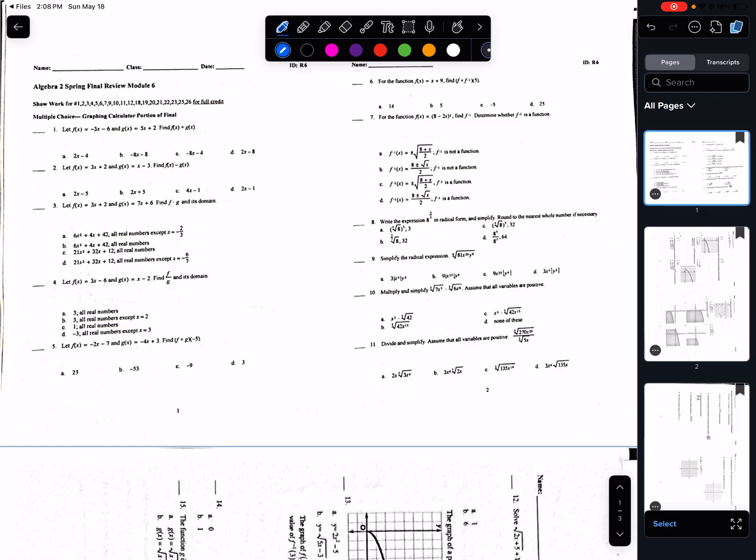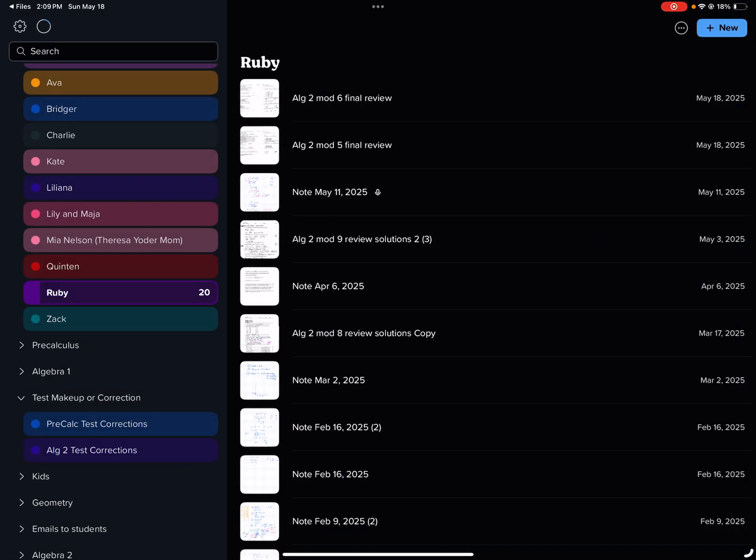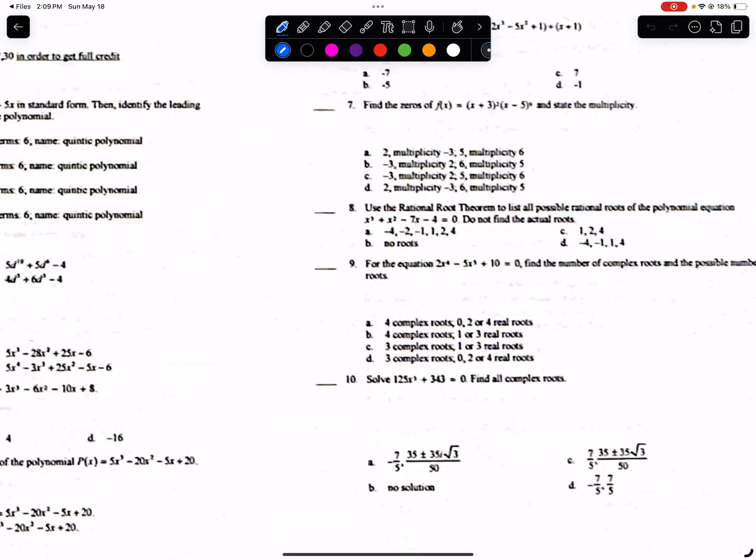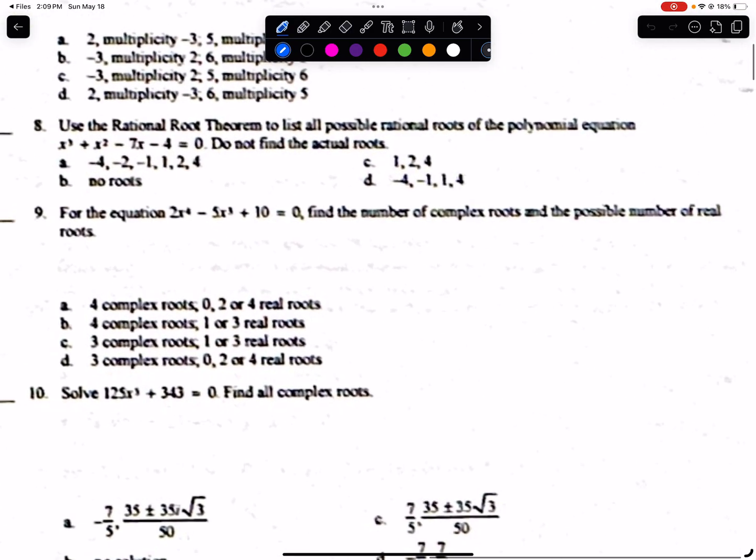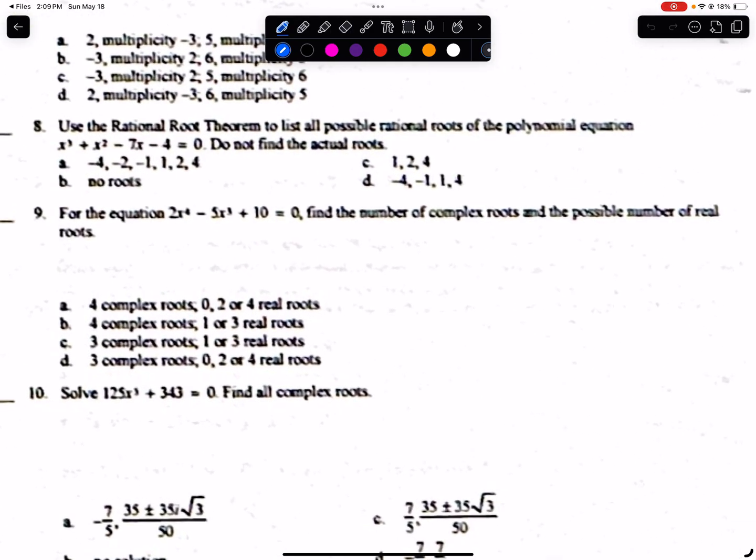I don't know. Maybe the roots, like 9. Okay, 9 on module 5. Module 5 review, number 9. That's not much better. I need to tell her about this different scanner, which scans things clearly. Let's make it smaller.